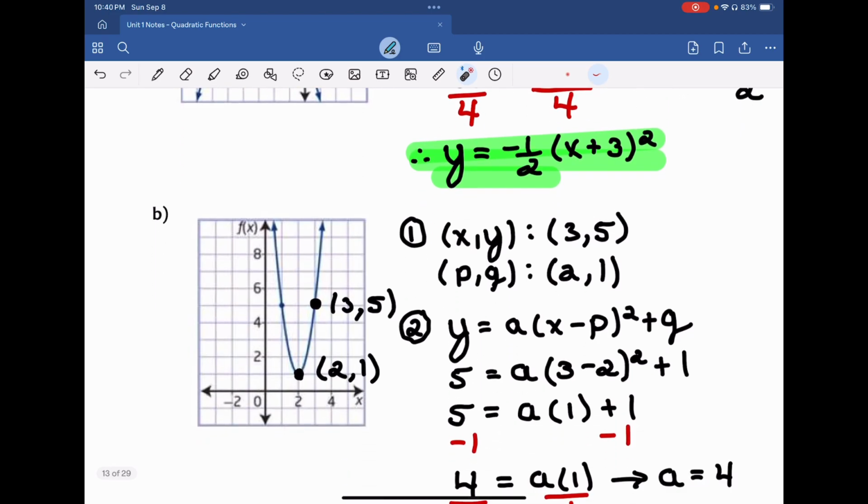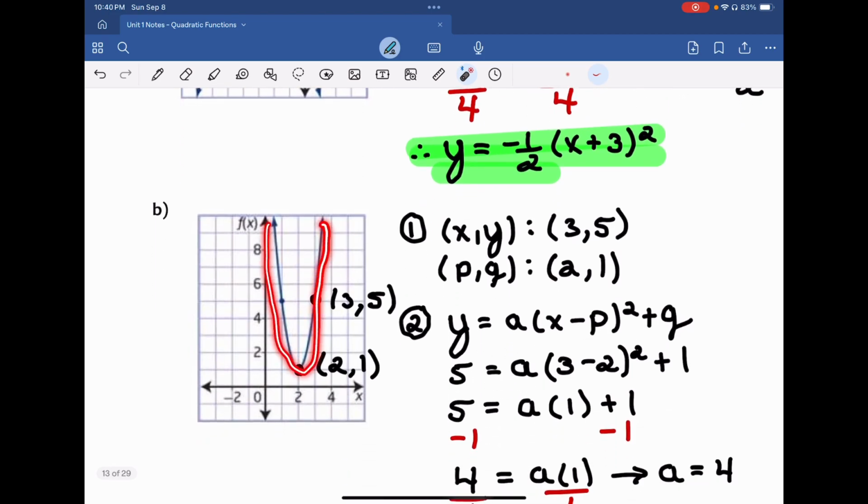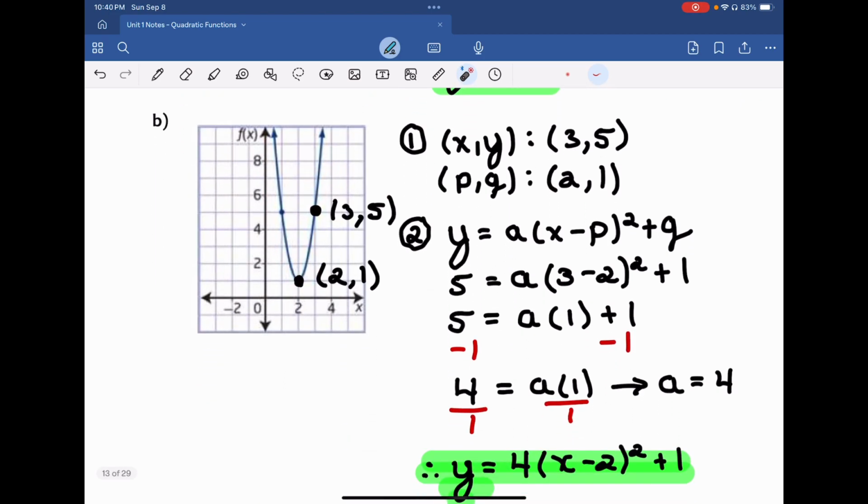In the case it opens upwards like these ones here, the arms reach to the sky, you must have the a value positive when you solve for it. If the a value is not positive and it's negative, you're describing a graph that's the opposite. It's facing downwards. So we want to be very clear with that.